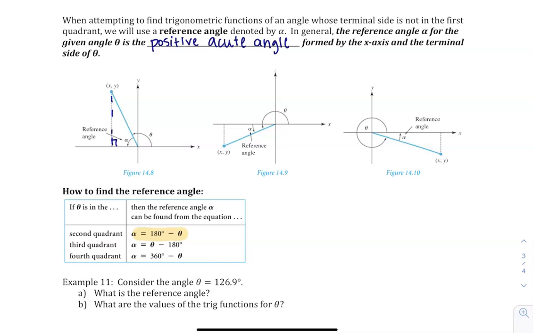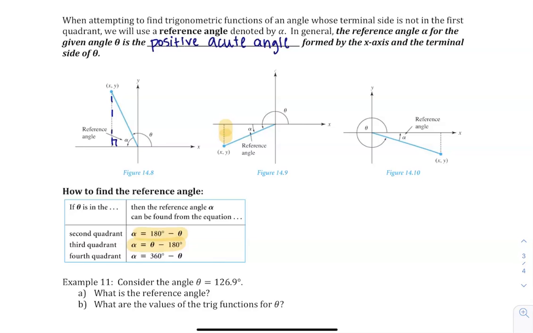Now, when you're in the third quadrant, you see that you're a little bit beyond 180 degrees, and your reference angle is going to be that extra part past 180 degrees. So you draw your reference angle there by going to the negative x-axis, and you'll do this calculation by taking your theta, your angle, and subtracting 180 degrees to figure out what that little reference angle value is.